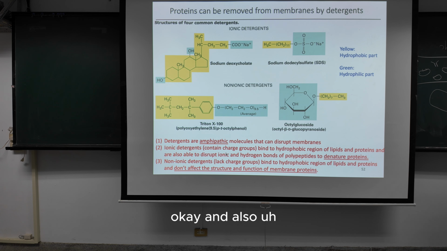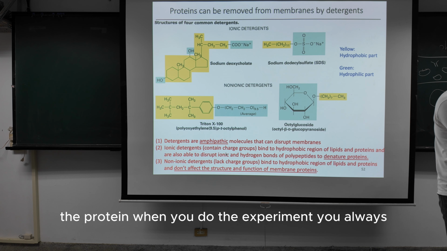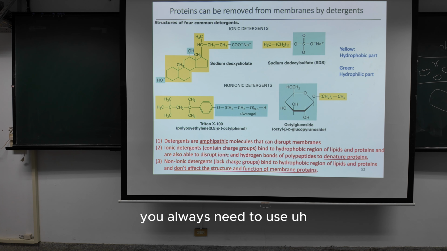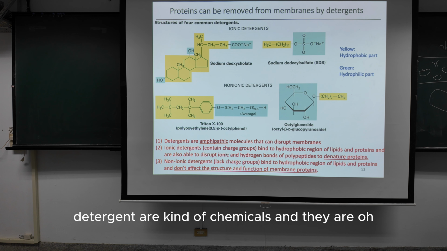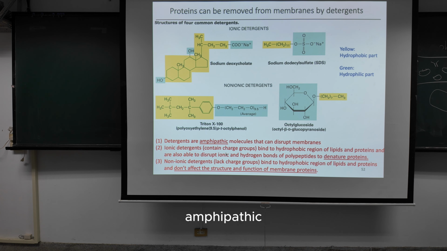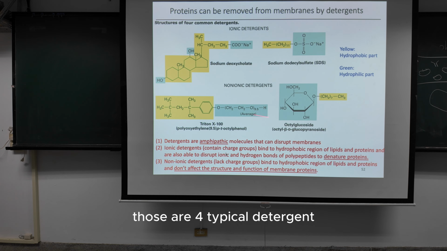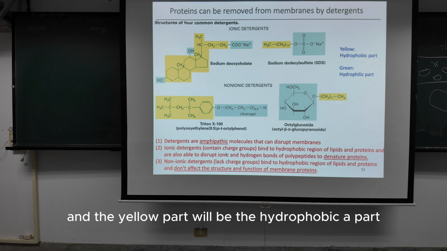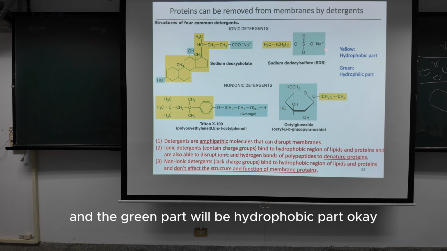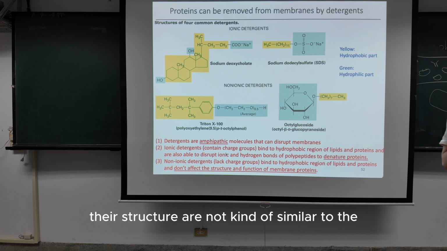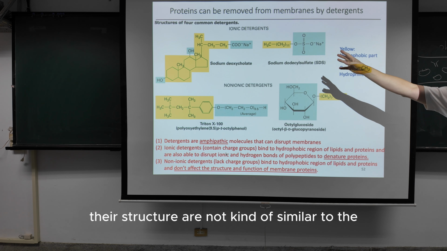Okay, and also when you study the membrane protein in an experiment, you always need to use detergent. Detergents are chemicals, and they are all amphipathic. You can see here, these are 4 typical detergents, and the yellow part will be the hydrophobic part, and the green part will be the hydrophilic part. Although they are amphipathic, their structure is not similar to the phospholipid.